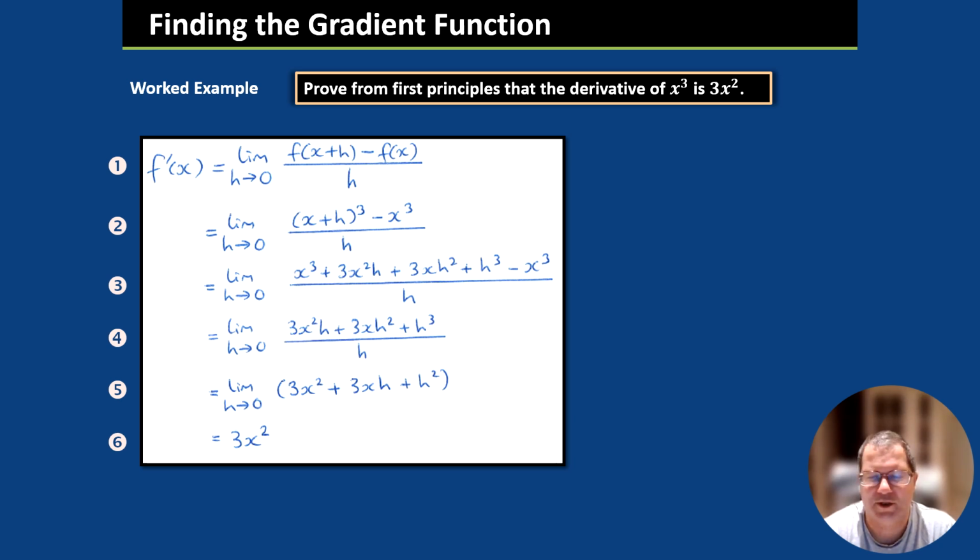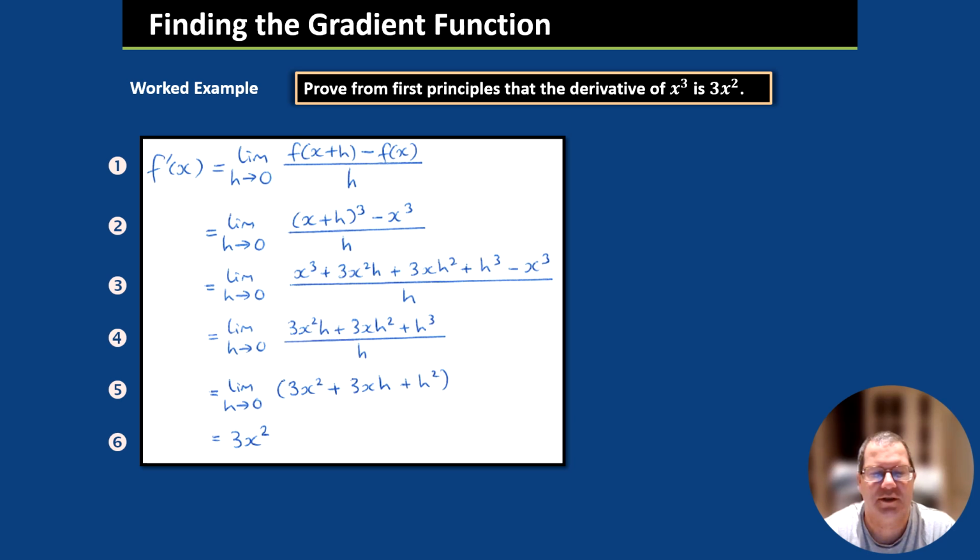A very common thing in this method is that when you go from lines 3 to 4, you've got the x cubed at the very beginning of the numerator and a negative x cubed at the very end of the numerator, or it might be x to the n and minus x to the n, which will cancel out. So line 4 is simply the same as line 3, except our x cubes have cancelled out to leave us with 3x squared h plus 3x h squared plus h cubed, all divided by h. And then in line 5, we're dividing through by h to get 3x squared plus 3xh plus h squared.